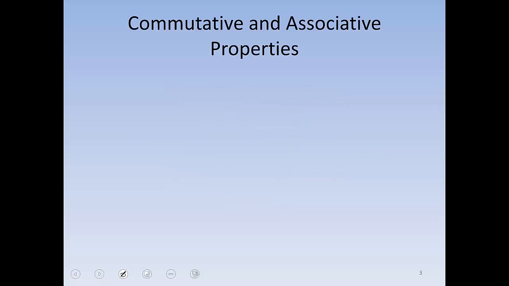Okay, so we're going to be talking about the commutative and the associative properties. There are really four of these, but we're going to group them together. We're going to group the commutative property of addition and the commutative property of multiplication first, and then we're going to talk about the associative property of addition and the associative property of multiplication. So this is going to be the commutative property, and we're going to be talking about addition and multiplication.